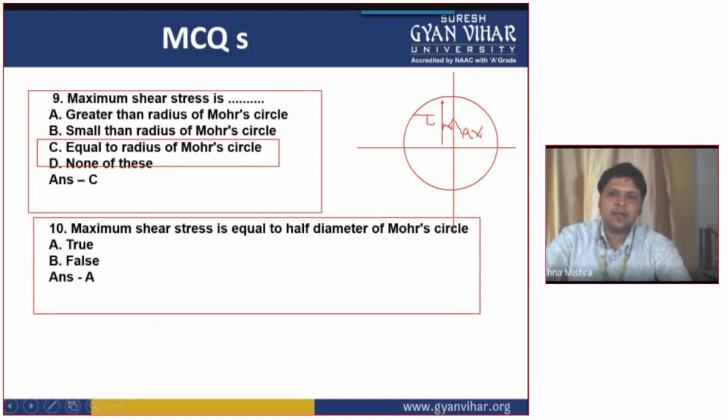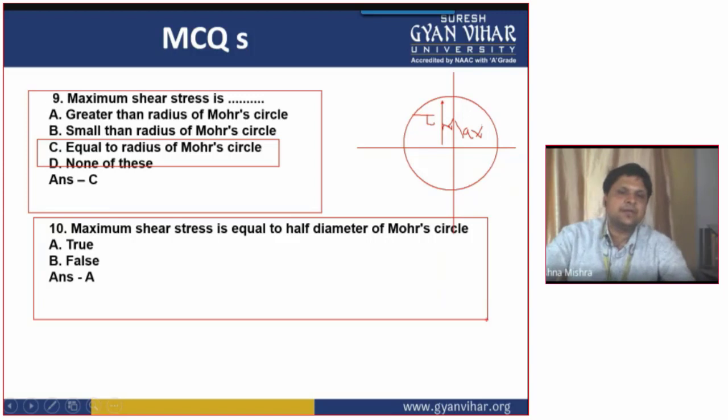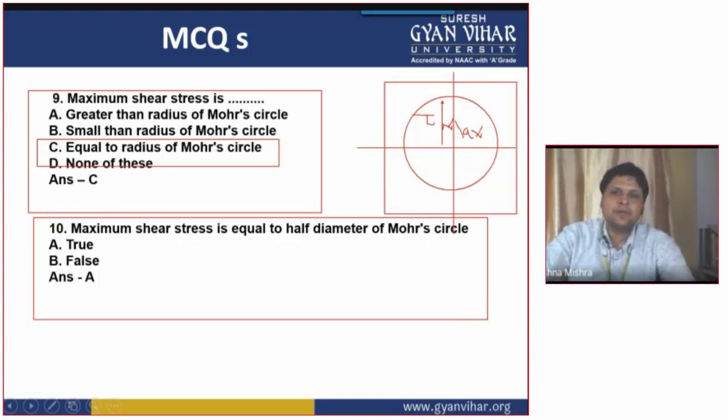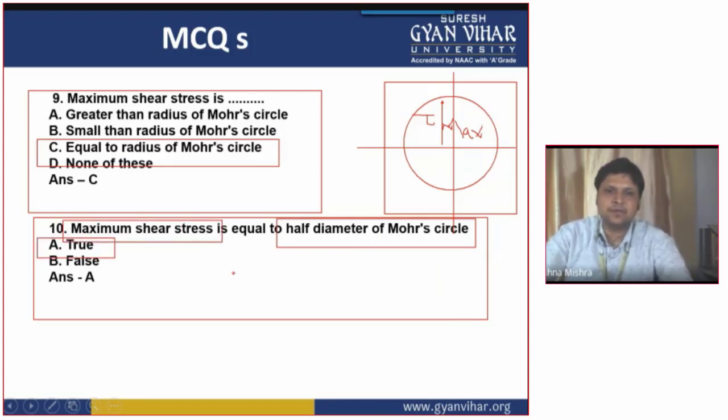Coming to the last multiple choice question, maximum shear stress is equal to half the diameter of the Mohr circle. Is it true? Yes, obviously correct, because as in MCQ number 9, the radius of the Mohr circle gives you the value of the maximum shear stress, and the radius is half of the diameter. So half of the diameter will give you the value of maximum shear stress.